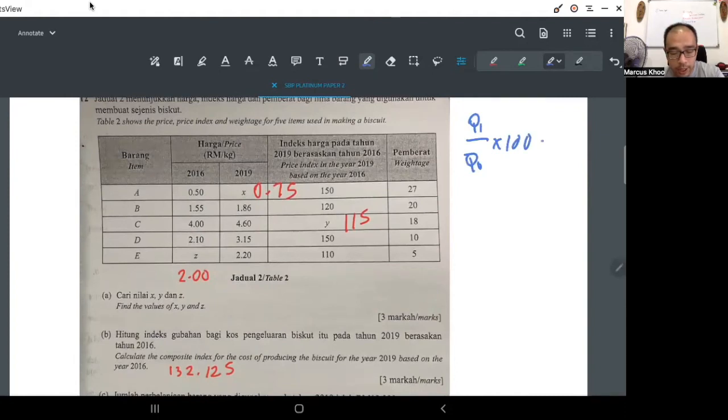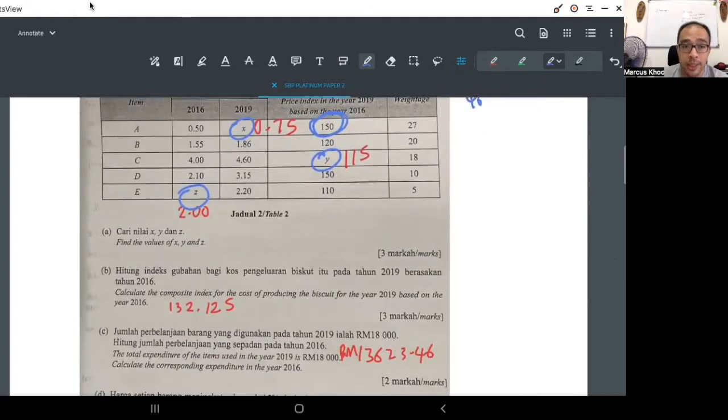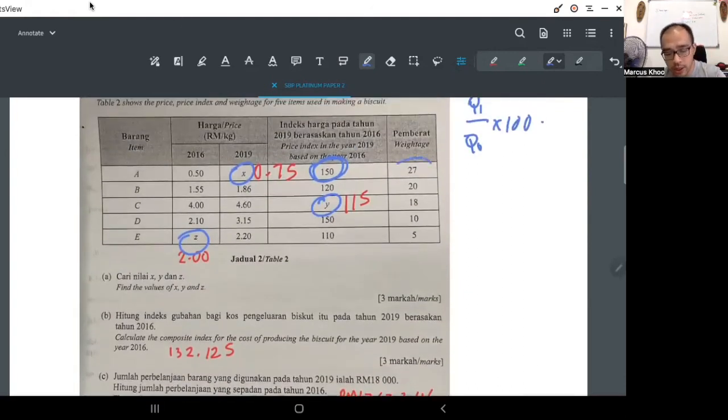Depending on the price, or depending if they want you to find the price index or they want you to find the price, make sure you substitute it in the correct place lah. Jangan juga kamu silap. So the answers for X, Y, and Z are given over there. Then you calculate the composite index by using the weightage. So the total weightage should be, I think it will be 100 lah kan, 27 plus 20, 18, 10. Astaga, sorry.